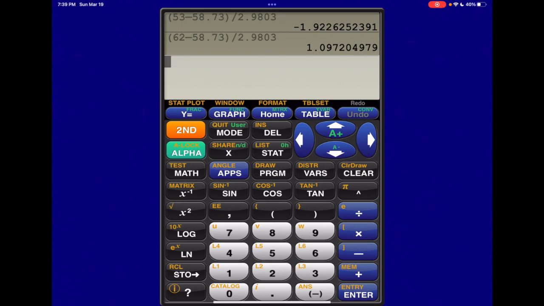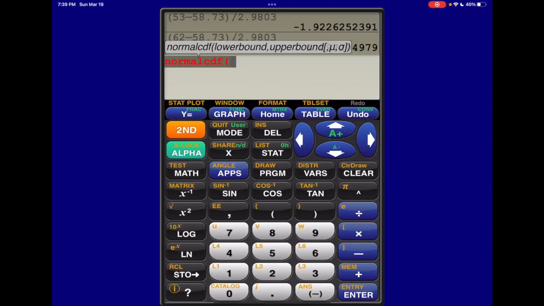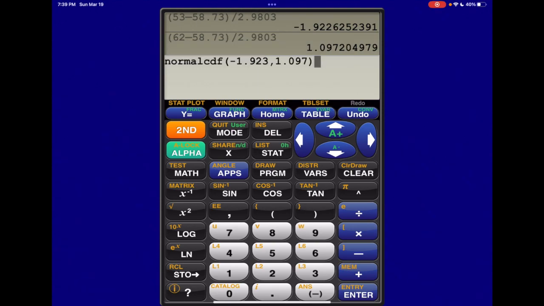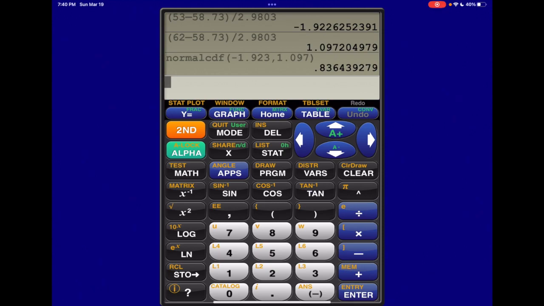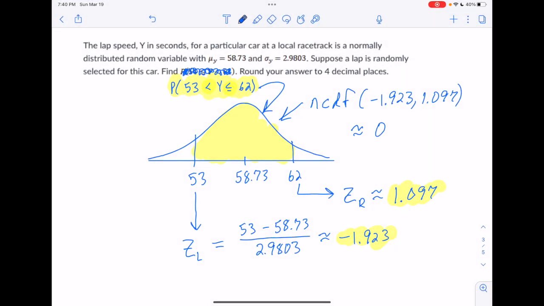We know boundaries and we want area, so we're going to use normal CDF. So we go into the distribution menu, we choose normal CDF. Our left-hand z-score was negative 1.923, and our right one was 1.097. So we put those in, press enter, we get 0.8364, sticking with the 4 because of the 3 that follows. Switching back over, 0.8364. All right, that's the area in between 53 and 62, so that is also the probability that y will lie between 53 and 62.